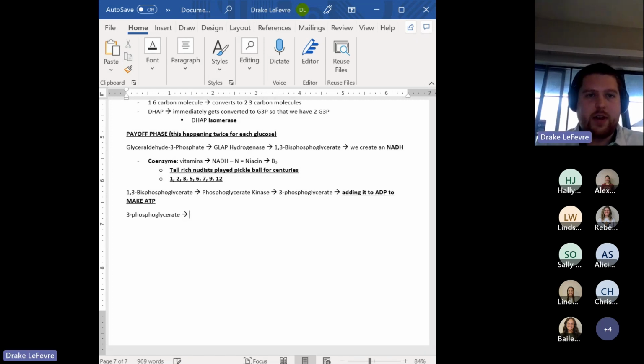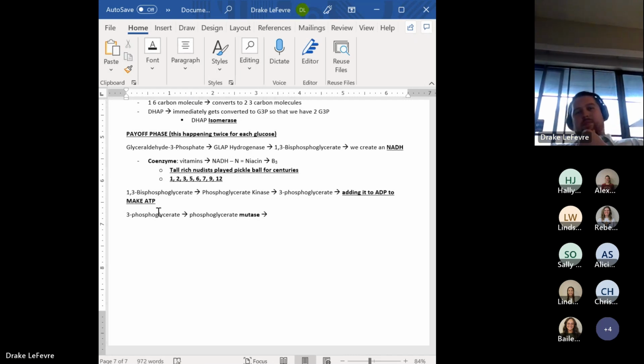Our 3-phosphoglycerate gets acted on by a phosphoglycerate mutase. We haven't talked about a mutase yet. So what does a mutase enzyme do? It just moves it to the second carbon. Yeah, the mutase is not going to rearrange the whole thing like an isomerase would, but it's just going to pull something off and move it over to another spot. So it moves it to a 2-phosphoglycerate.